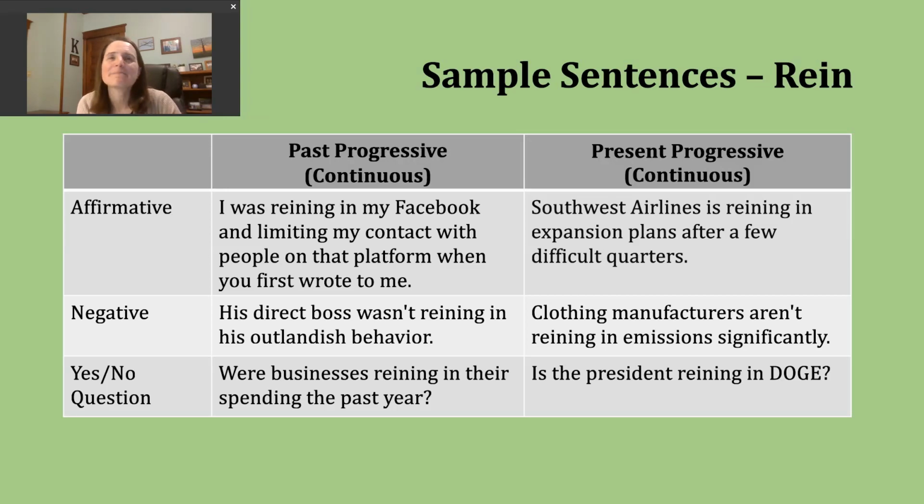Finally, let's look at making a yes or no question in the present progressive. To do this, we'll start with our form of be, whatever form matches our subject, that subject comes next, then use the ing form of the verb. Here's my last example. Is the president reining in Doge?